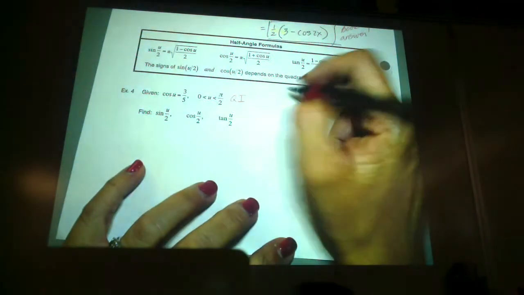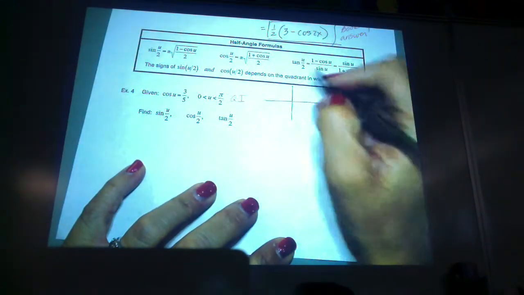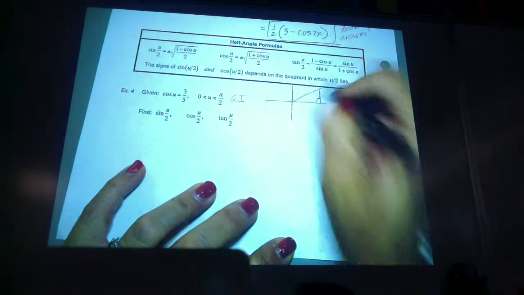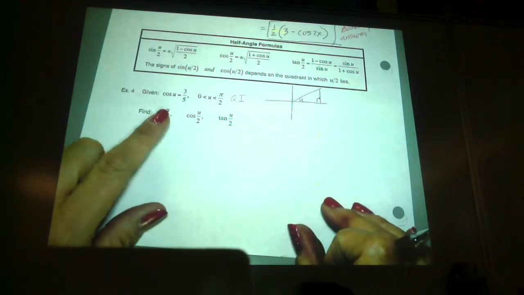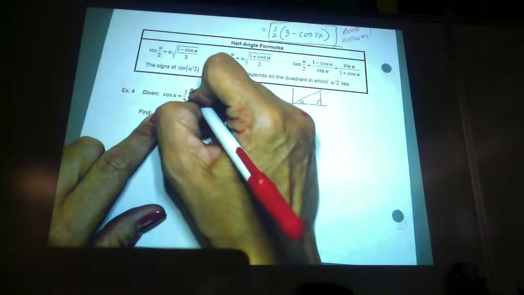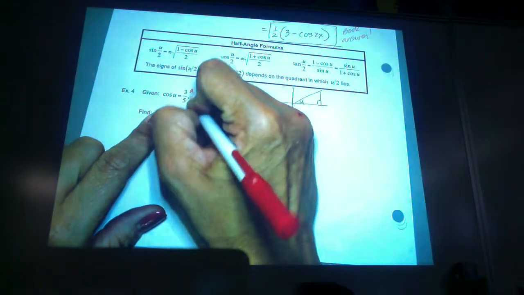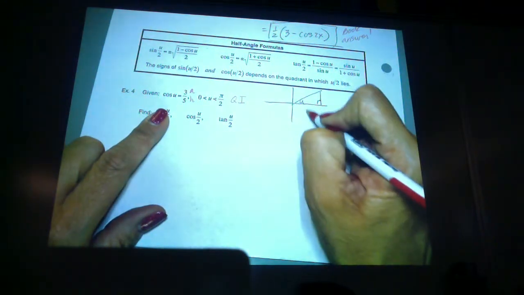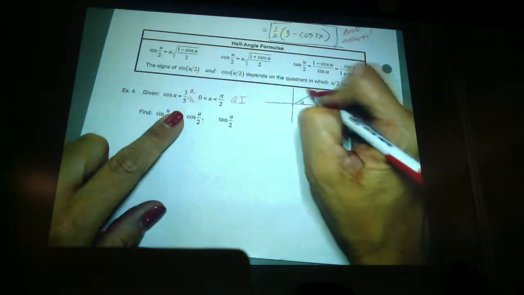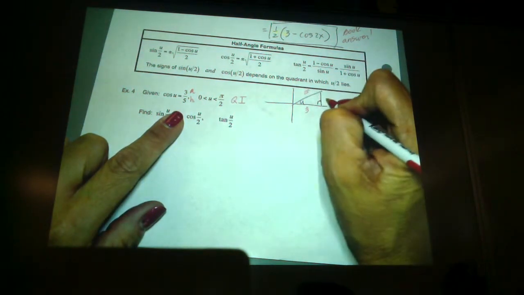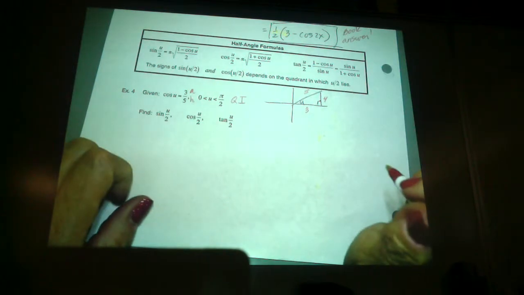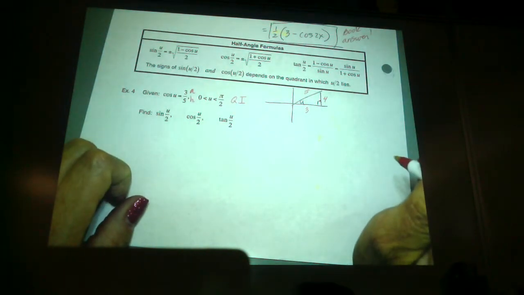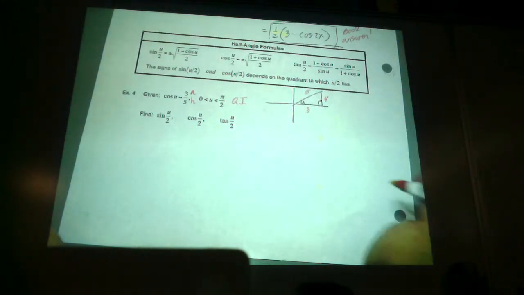The first thing I'm going to do is work on my restricted quadrant, which is quadrant 1. I'm going to put my triangle in quadrant 1. Cosine is adjacent over hypotenuse. So adjacent we have 3. My hypotenuse is 5. So what's this one? 4. It's a triple. If you didn't know that, you would use Pythagoras theorem, right? And all of my signs are correct. We're all in quadrant 1.